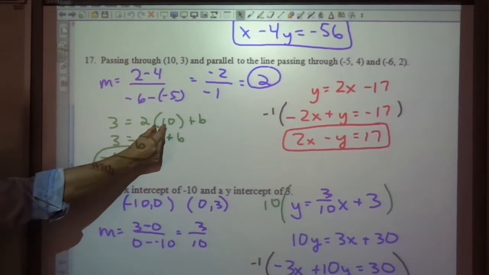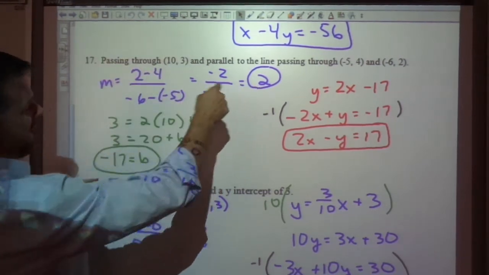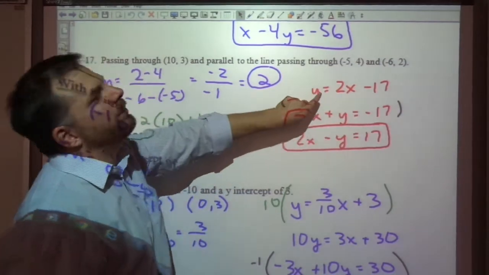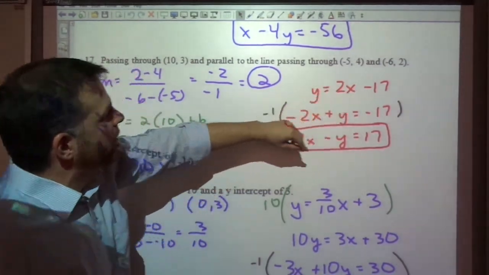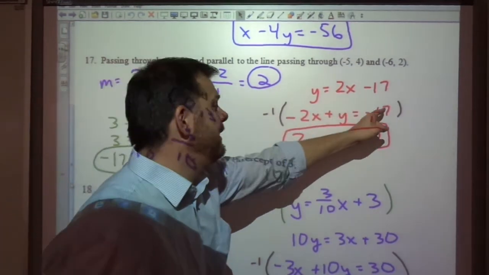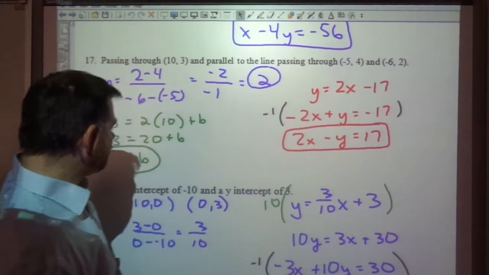So I've got 10 times 2, which is 20. I'll subtract that from 3 and get negative 17. So now I have my m, I have my b. I put them into the equation, y equals mx plus b. Oh, it's not in standard form. I need to subtract the 2x over here. And now I don't want it negative, I want it positive, so we'll multiply by negative 1. 2x minus y equals 17.